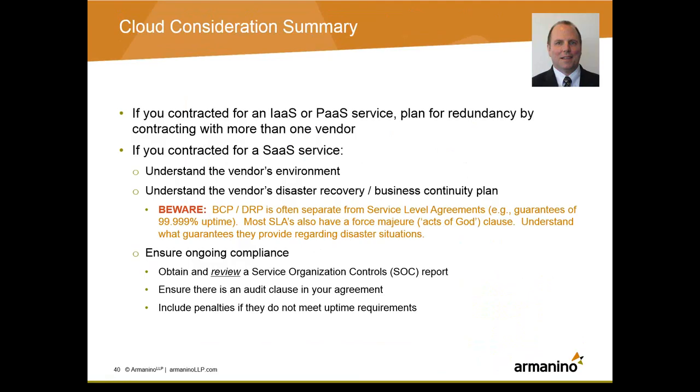So just to summarize cloud considerations, if you're in infrastructure or platform as a service, plan some redundancy, have more than one vendor that you can go to, or balance that between your data center that you still maintain on site if you choose to do that and a vendor, but have an alternate in case they go down. If you've contracted with software as a service where you're just the user, again, understand the vendor's environment, look at their disaster recovery or business continuity plan pieces. You need to beware a little bit because often when you review their agreements, there'll be a service level agreement in there, and that sounds great. They have that five nines of uptime, 99.999%.